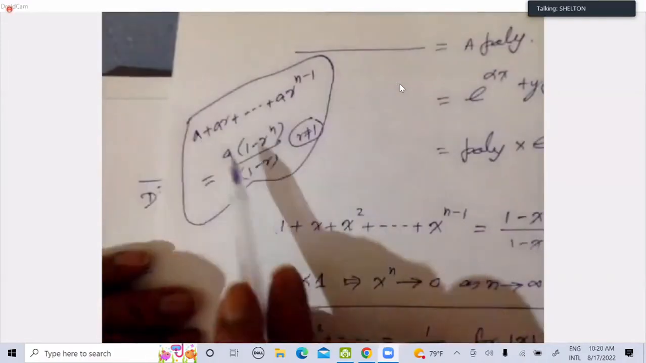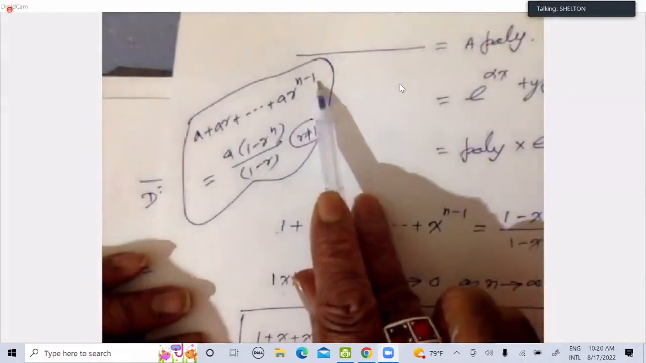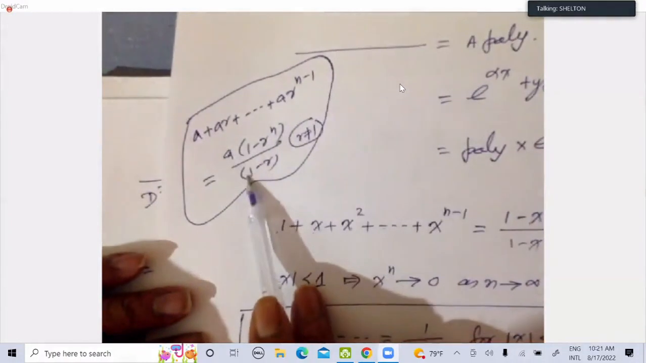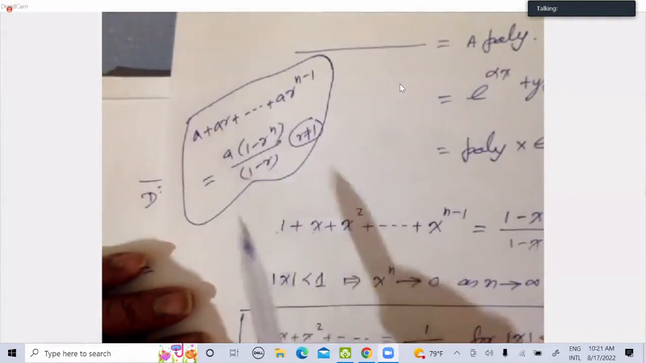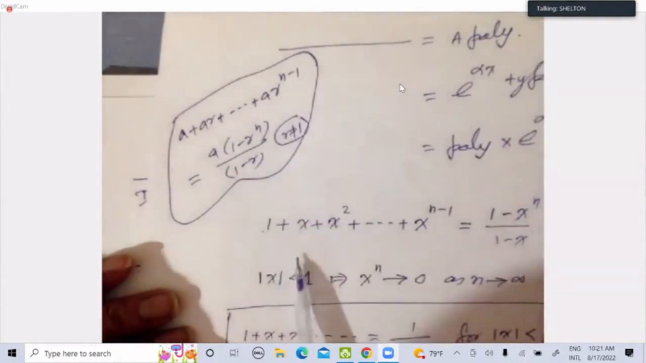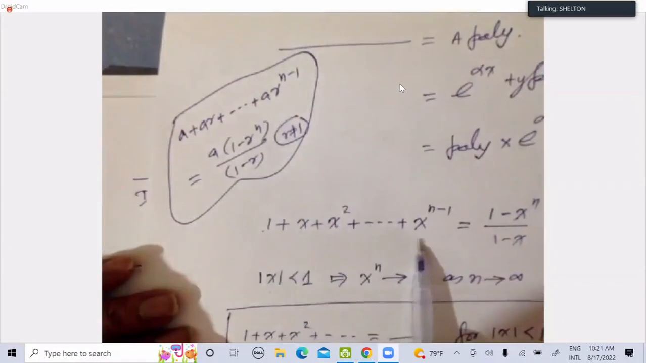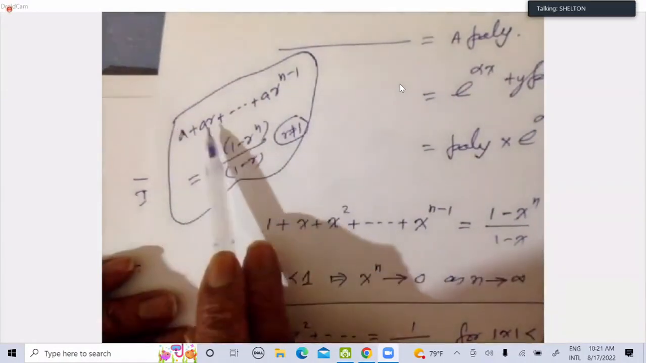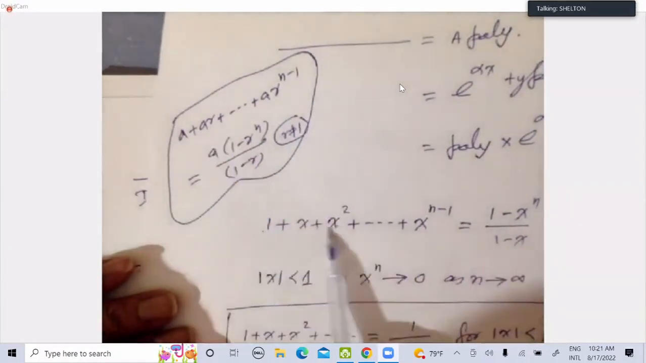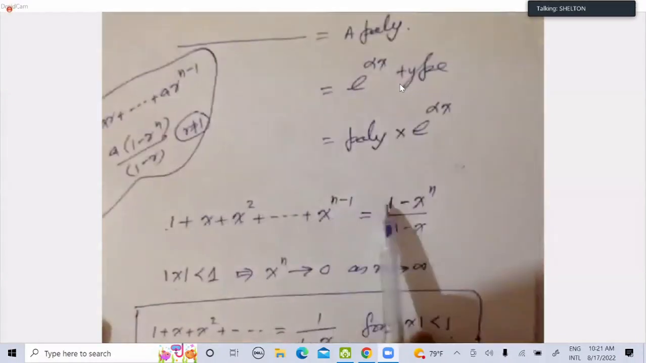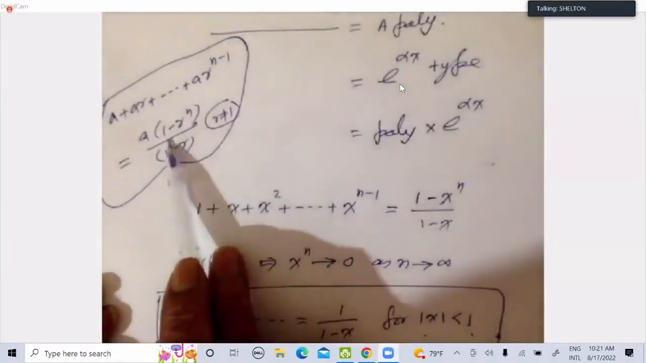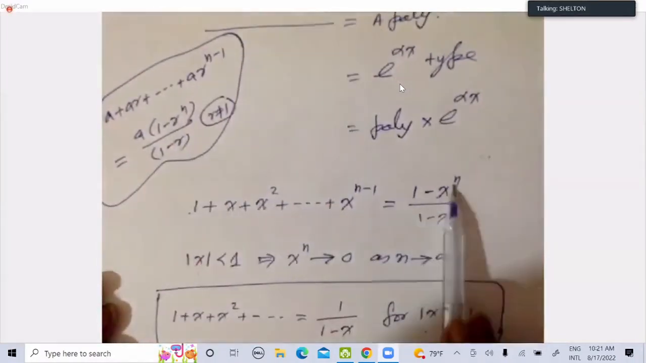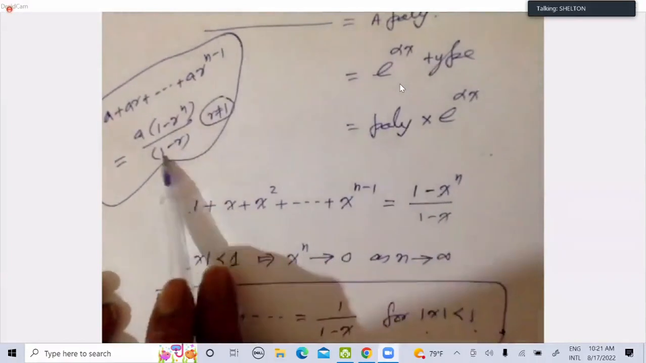This is the O-level geometric series result that applied to this geometric series. A equals 1, R equals x. In this, A is 1, so A is not there. 1 minus x to the power n over 1 minus x.